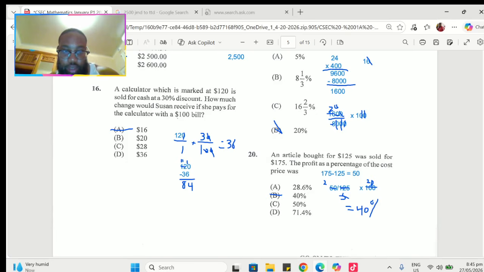That's how you get B. So I calculated the profit.